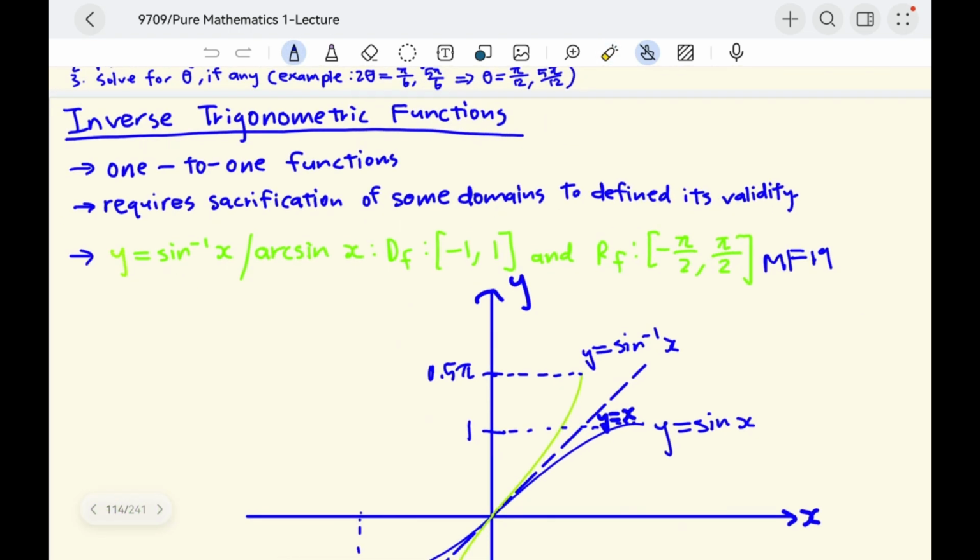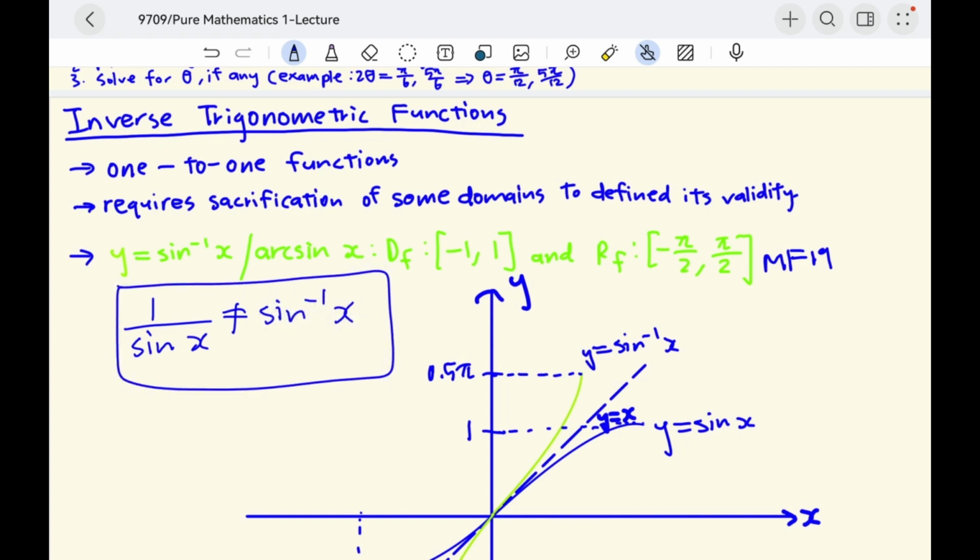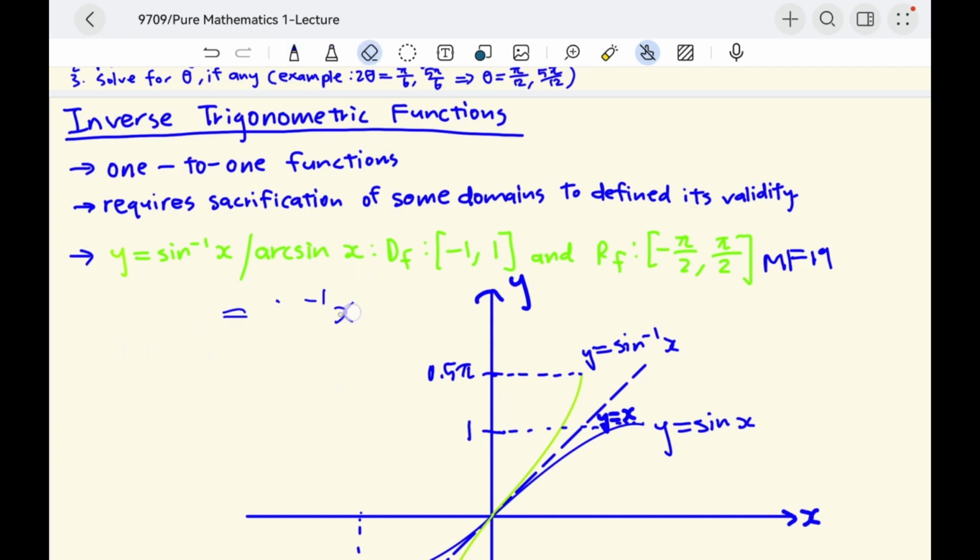These are the common mistakes that every student might make, which is that 1 over sine x or cos x or tangent x is not equal to the arc sine of x. So please be aware of this statement, so that you won't repeat the common mistake again occasionally. Alright?